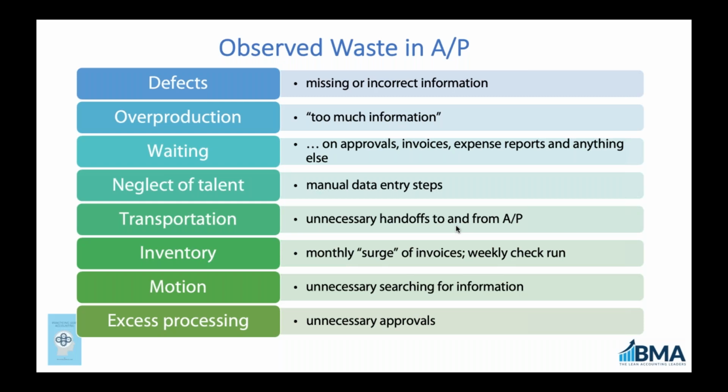Inventory, think of this as batch processing. The weekly check run. Maybe you have a surge of invoices. A lot of invoices come in at the end of the month or at the beginning of the month from all your suppliers, and you have to deal with that surge. Motion is unnecessary searching of information. The term we use is information safaris, trying to find information you need. And then excess processing, an example of that would be unnecessary approvals.